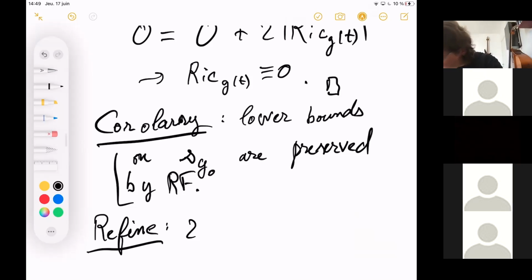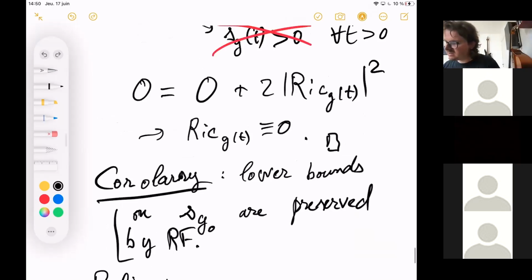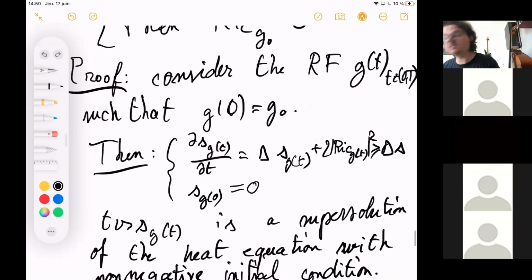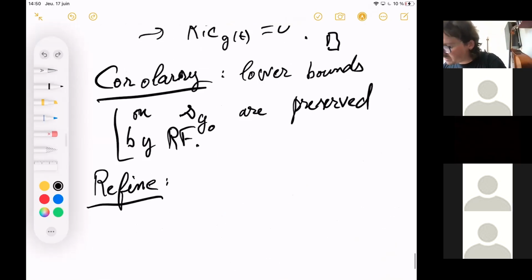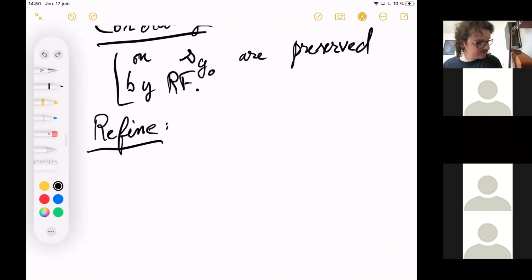Okay, so we start with this Ricci squared term, which gives us an evolution equation for the scalar curvature, which is not a closed equation. We need extra information from the Ricci curvature to compute the evolution of the scalar curvature. But we can get an inequality which is closed in some sense by looking at the following.